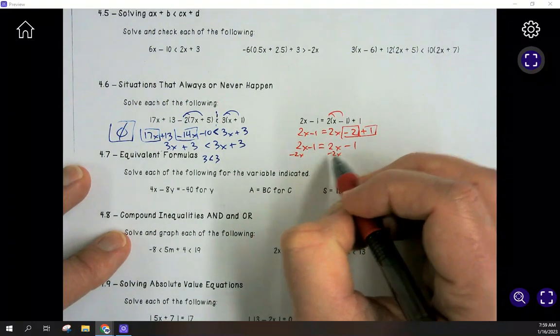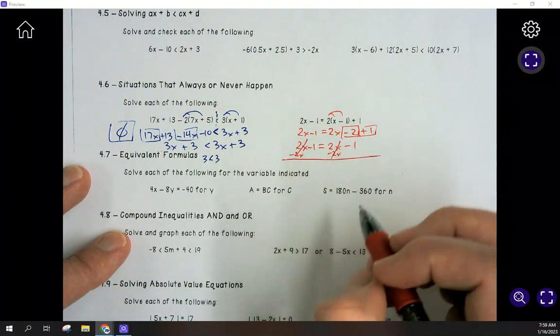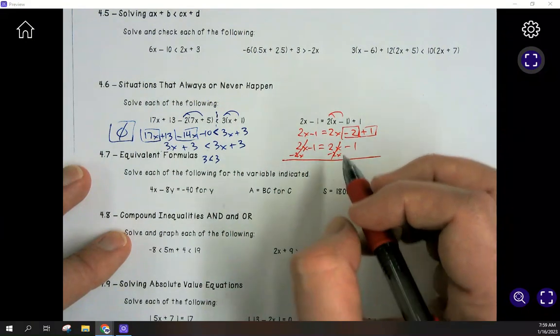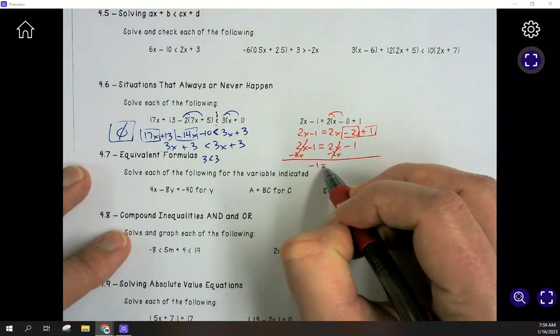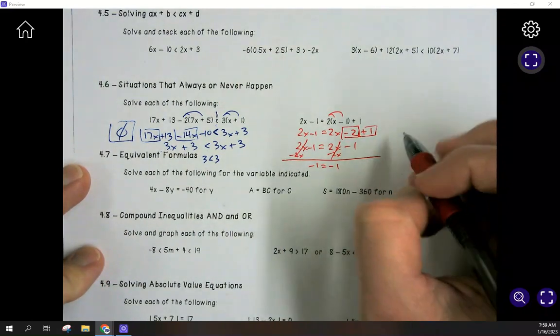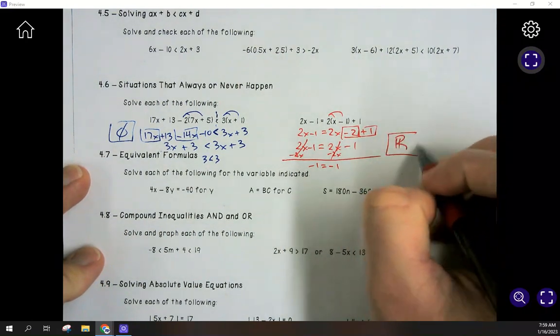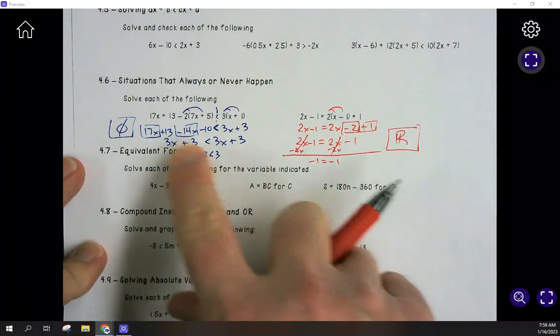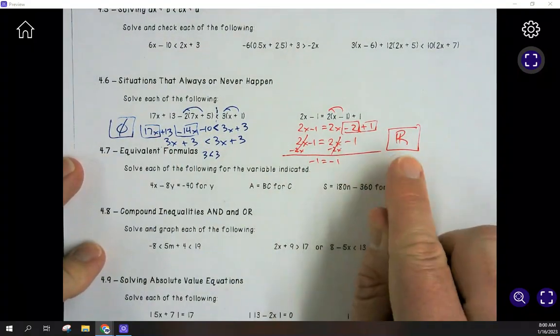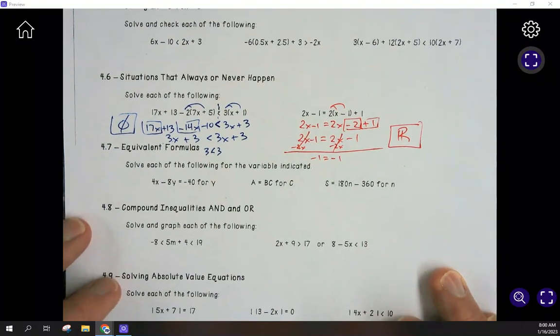If you want to get it all the way down to regular numbers, you're trying to get x on one side. They completely eliminate because it was minus 2x on both sides. You get negative 1 equals negative 1. That is a true statement. And this is an example of all real numbers. So if you get something that is not true, it's no solution. True, all real numbers.